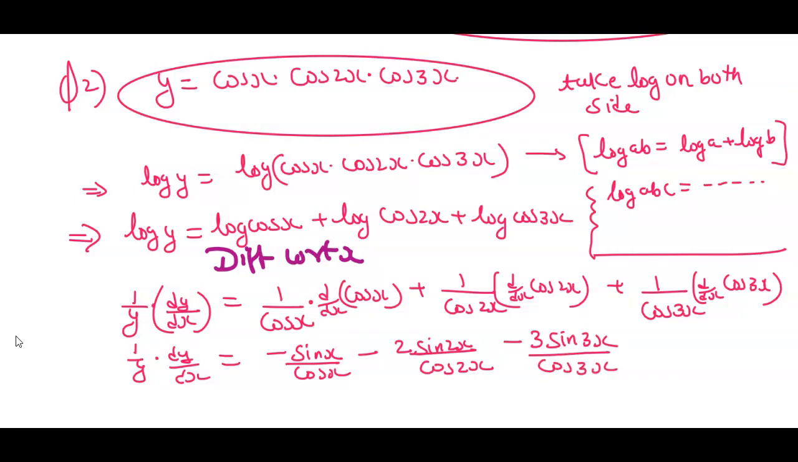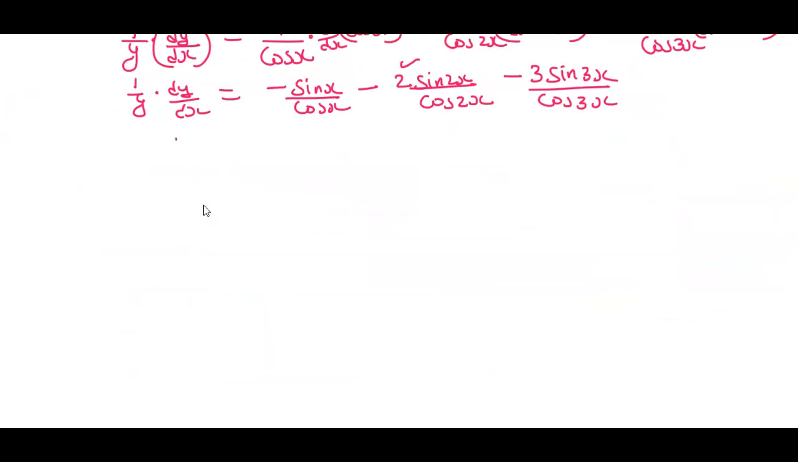Let me remind you that the derivative of cos is negative and the coefficient of 2 has to be there. Similarly, the derivative of cos 3x is negative, that is sin 3x also is there, but the coefficient of 3x has to be there. Now the time has come when we need to simplify this.